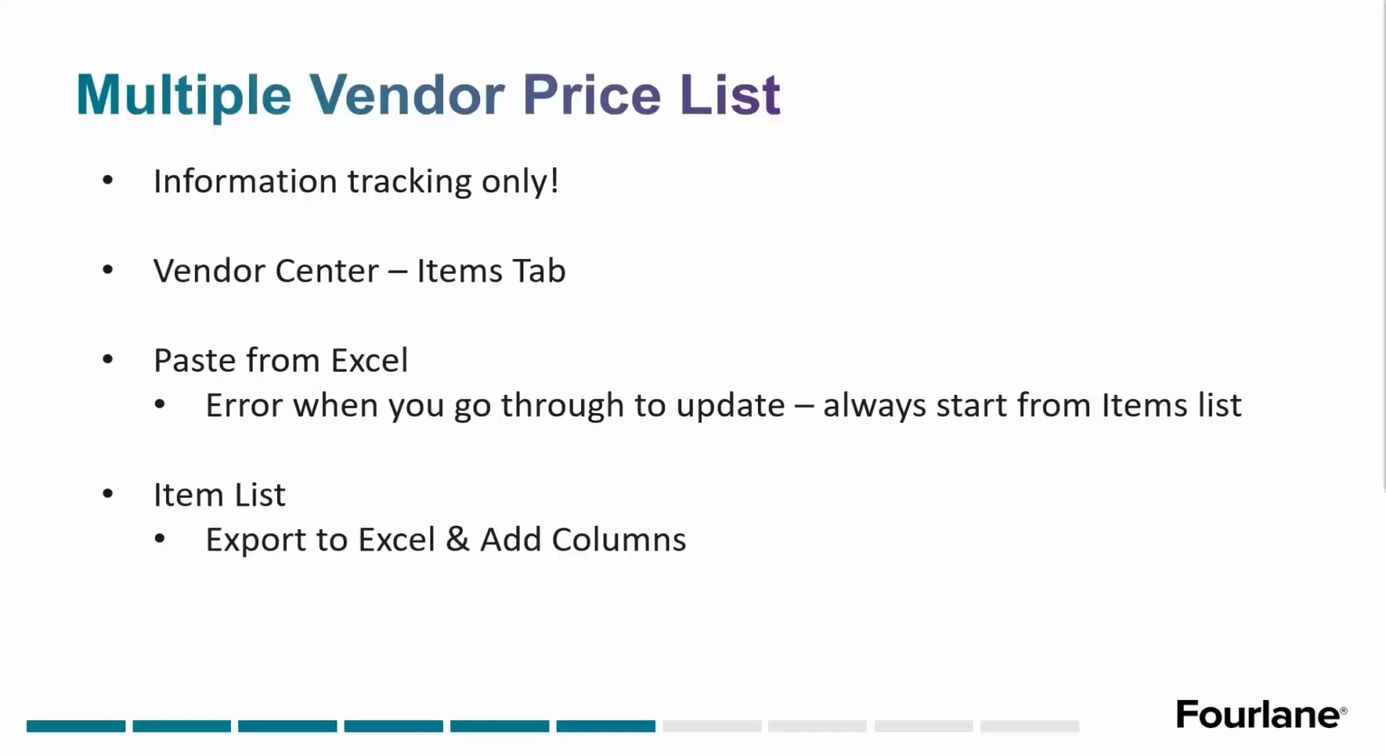So going back into our slide deck, we talked about informational tracking only. It's not driving decisions. It's not going to tell you that you should be ordering from vendor B or when you should order from vendor A. It's informational only so that we can make decisions. We have it on the vendor center on the items tab. We use paste from Excel to paste it in, updates to pricing, changes, or the first time price list. And then we go to the items list in order to export to Excel and add columns that we need to add.